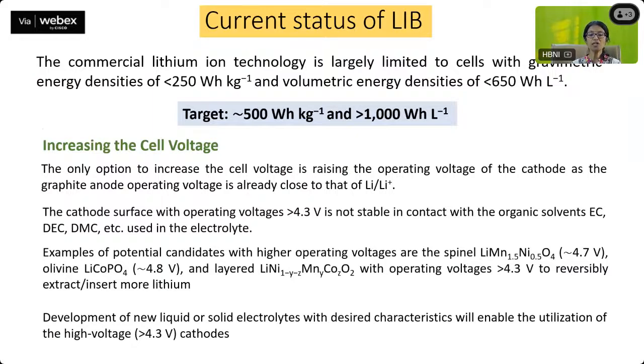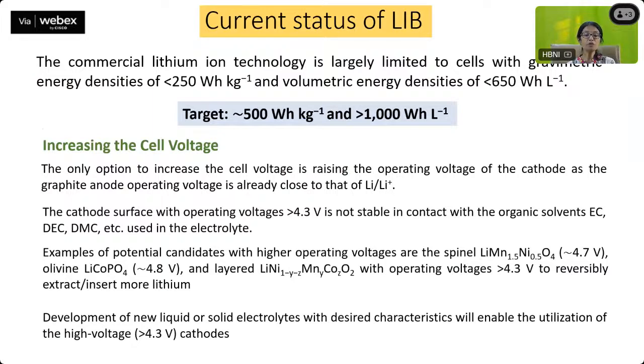And the cathode surface with operating voltage greater than 4.3 volt is not stable in contact with organic solvents which you are having in the electrolytes, which is the ethylene carbonate, diethylene carbonate, dimethyl carbonate, etc. So examples of potential candidates with higher operating voltage are the spinel ones, that is LiMn1.5Ni0.5O4, which is around 4.7 volts, olivine lithium cobalt phosphate, which has a potential of around 4.8 volts, and layered NMC with operating voltage of greater than 4.3 volts, reversibly extract or insert more lithium.